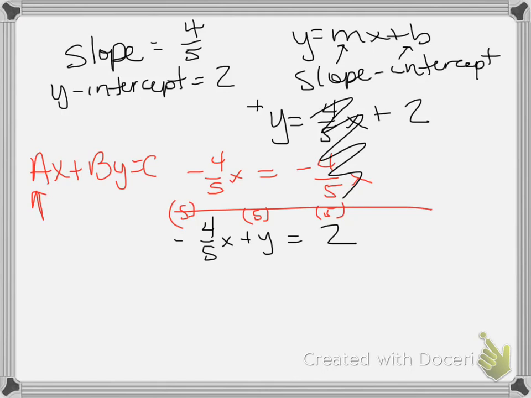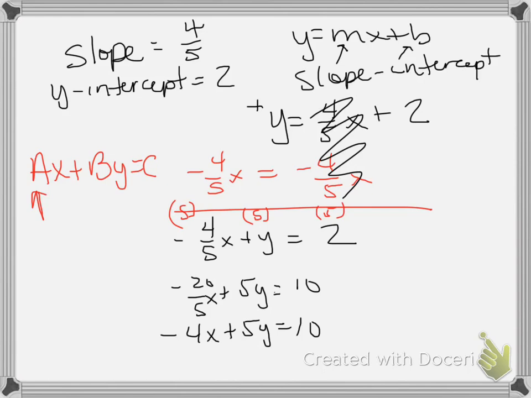So 5 times negative 4/5 is going to be like a negative 20 over 5, plus 5 times y is 5y, and then 2 times 5 is 10. And then, I've got my little x here. And then 5 goes into 20 4 times, so it's really negative 4x plus 5y equals 10.